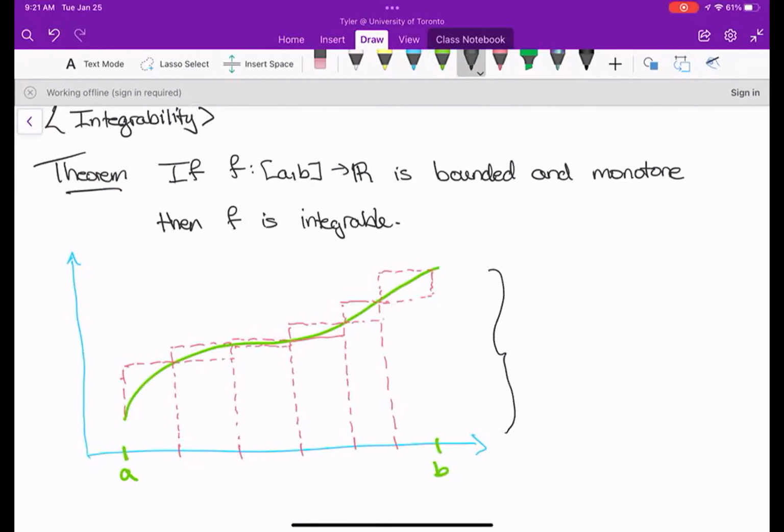So again, when we subtract the upper and lower sums, we're going to get this telescoping sum. So doing U(f,P) minus L(f,P) will give a telescoping sum.